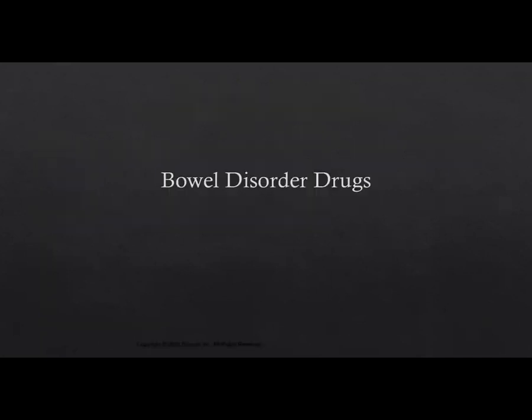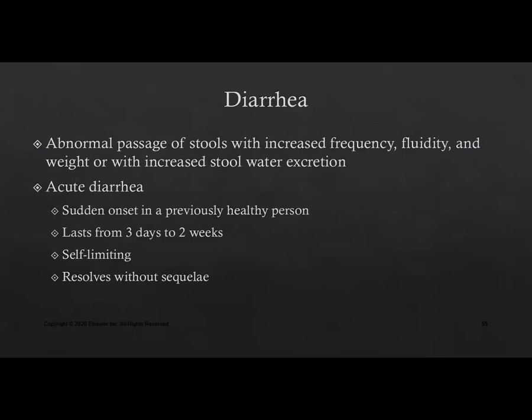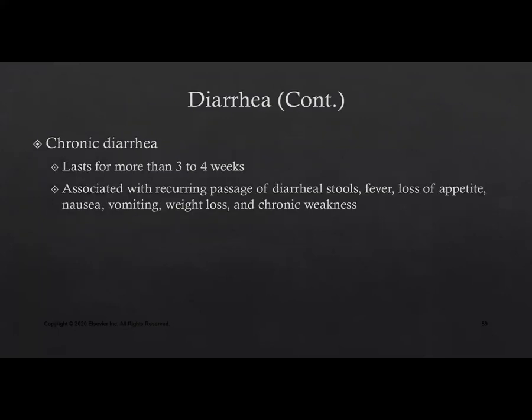All right, so our bowel disorder drugs. So we've got diarrhea, which is an abnormal passage of stools with increased frequency, fluidity, and weight, or with increased stool water excretion. Acute diarrhea is sudden in onset, usually lasts 3 days to 2 weeks, is self-limiting, and usually can resolve without needing anything. Chronic diarrhea lasts for more than 3 to 4 weeks, associated with recurring passage of diarrheal stools, fever, loss of appetite, nausea, vomiting, weight loss, and chronic weakness.